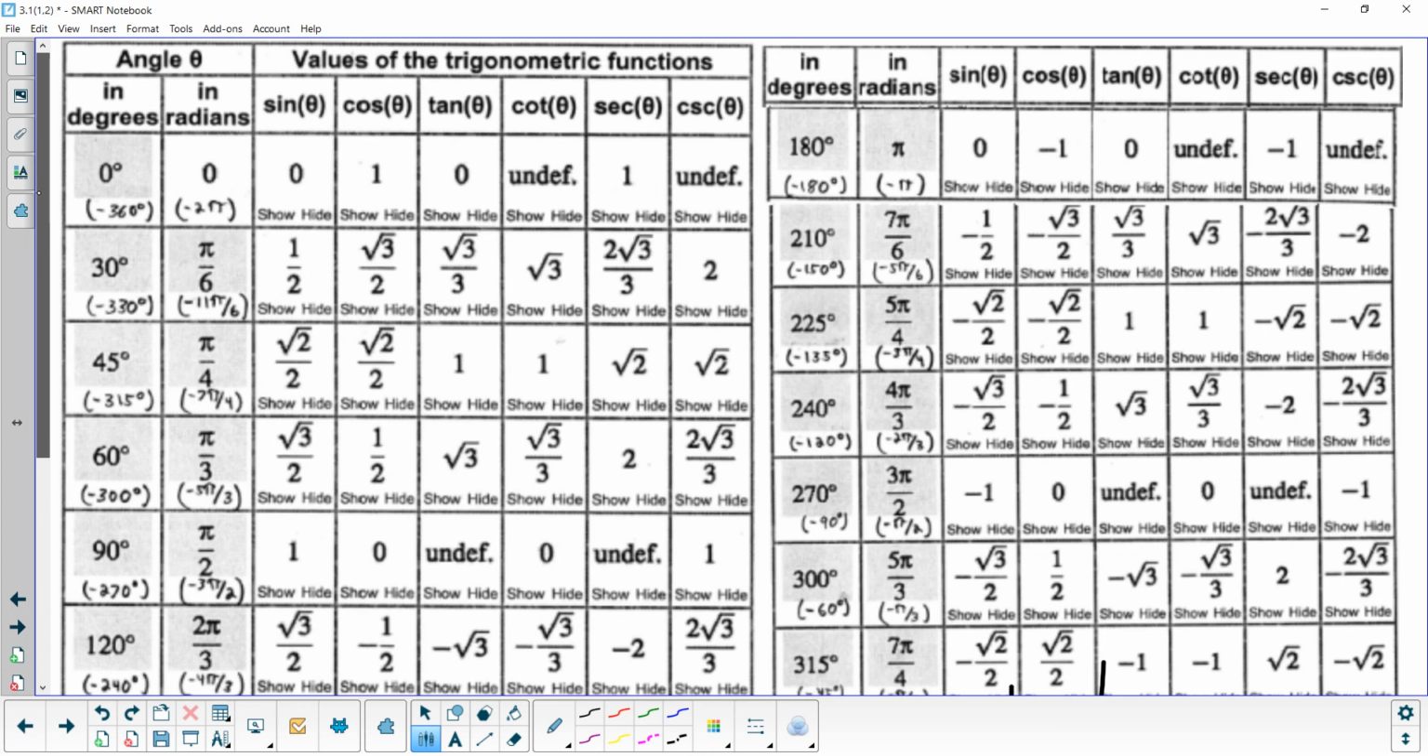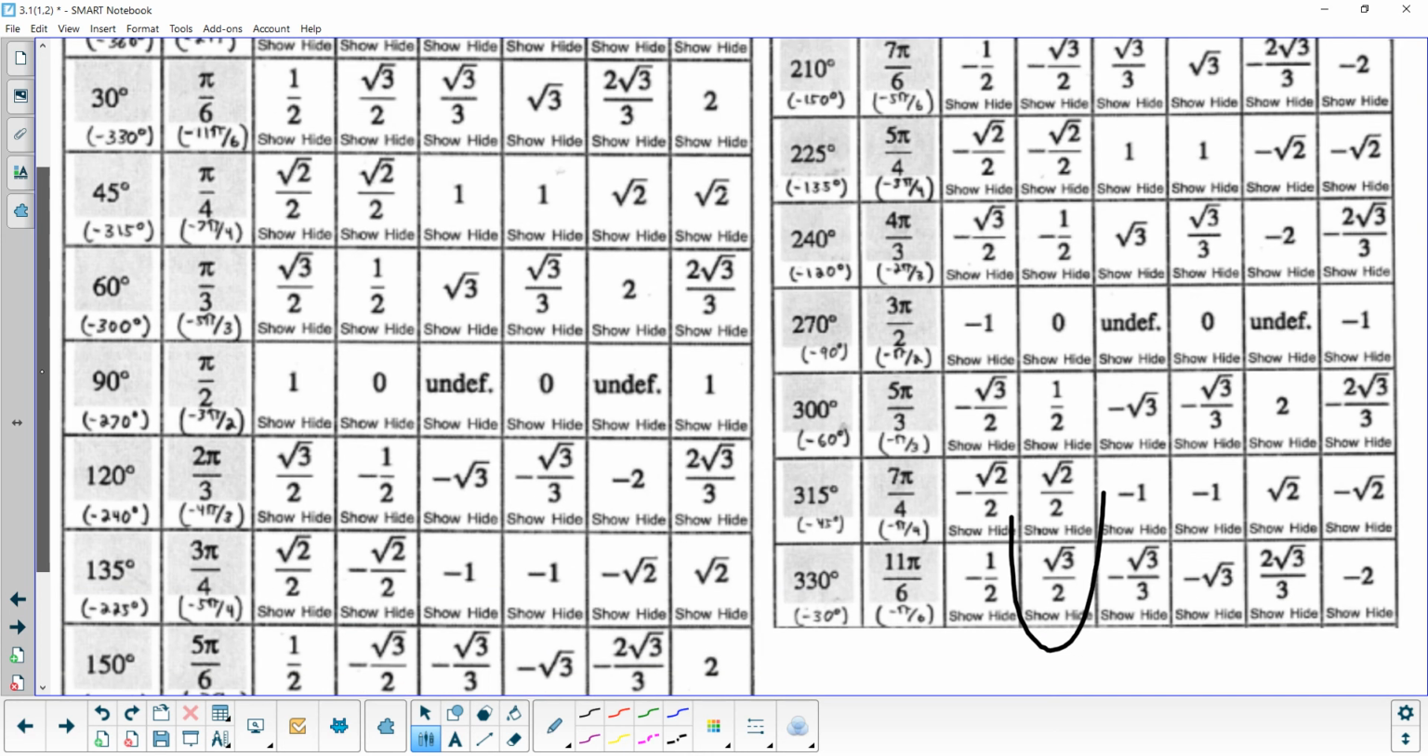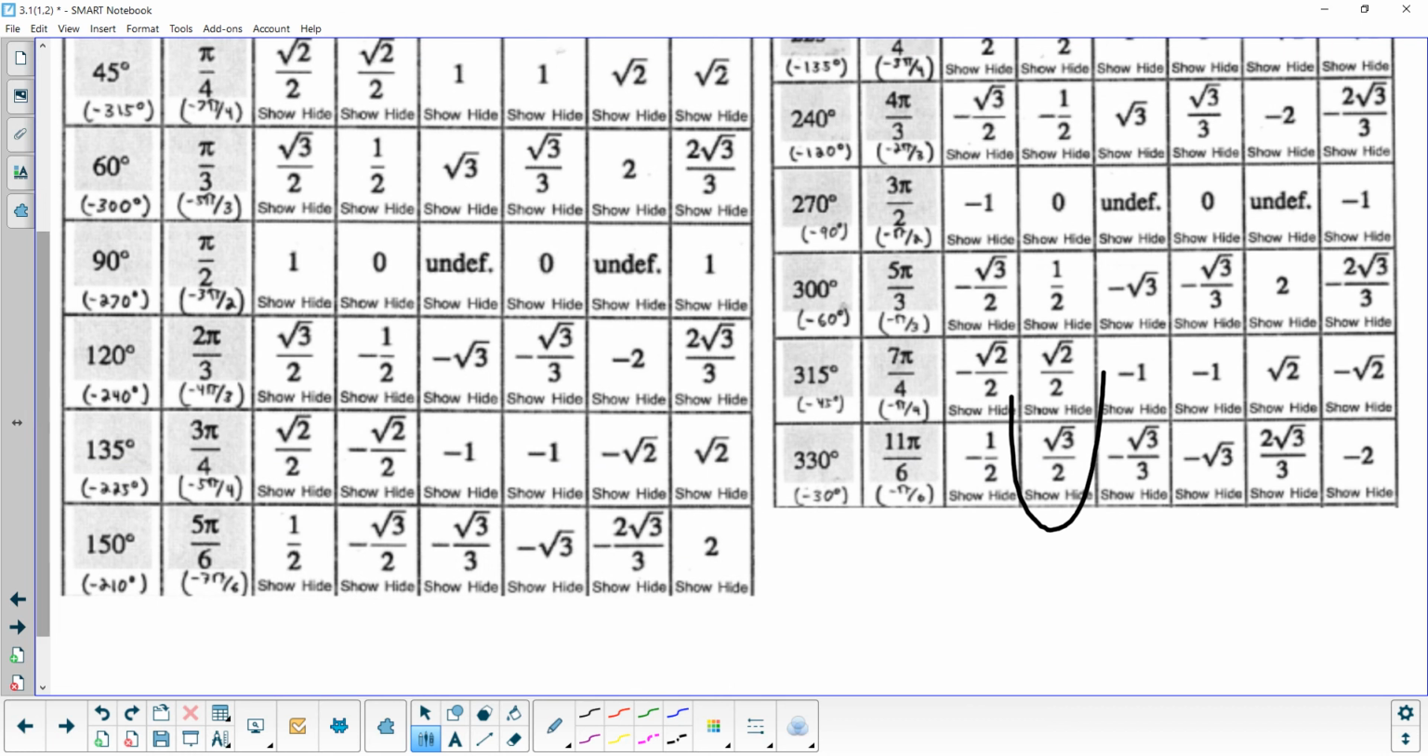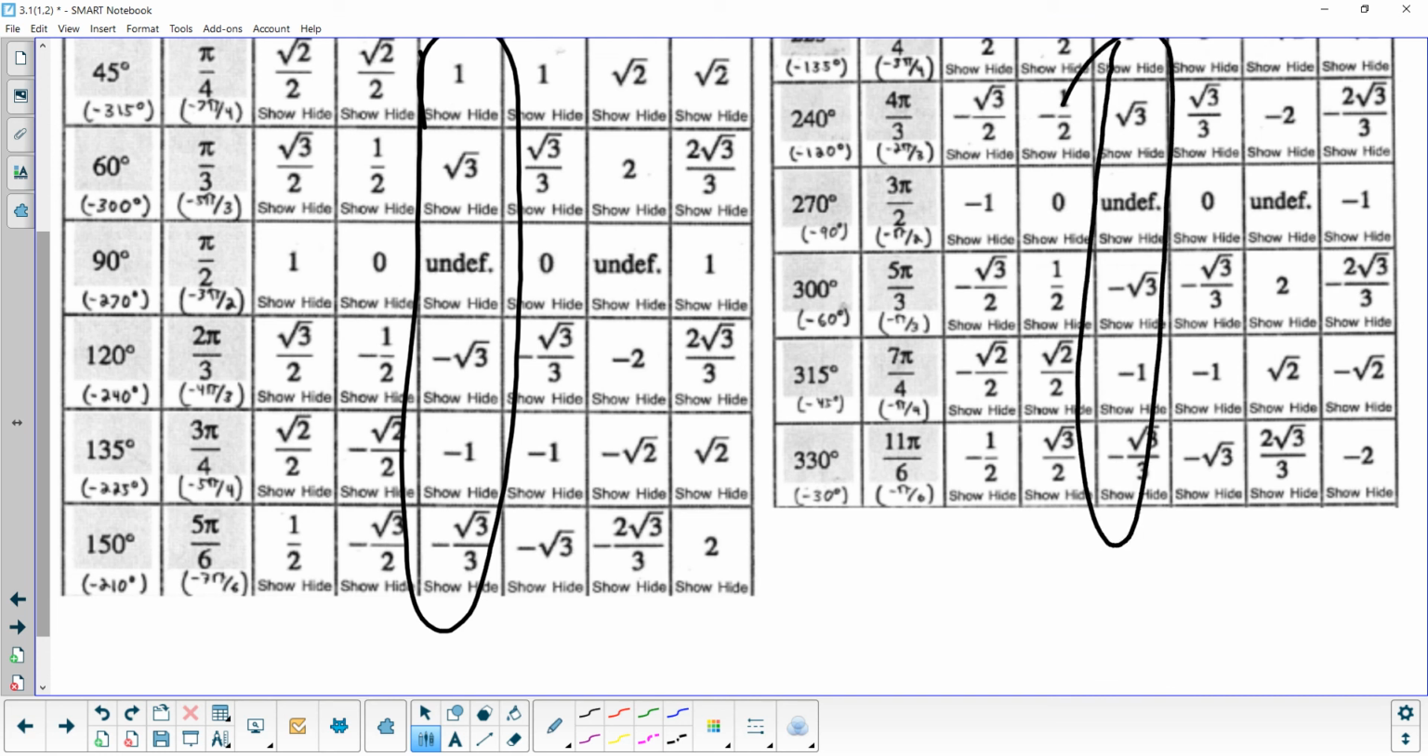So inverse tangent, you're looking at the 1, 2, 3, 4, 5th column over. Somewhere in there, we're looking for negative root 3 over 3. How about Olivia, do you see what the inverse tangent of negative root 3 over 3 would be?